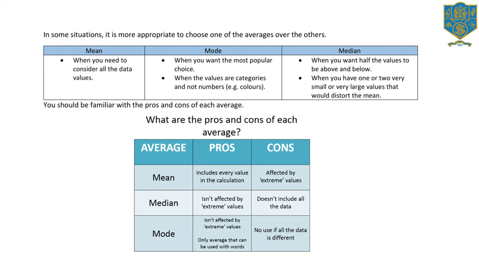And we use the median when we want to find half the values to be above or below. And when we have one or two small or very large values that would distort the mean, then the median is perhaps better. So the median isn't affected by extreme values, but it doesn't include all the data.